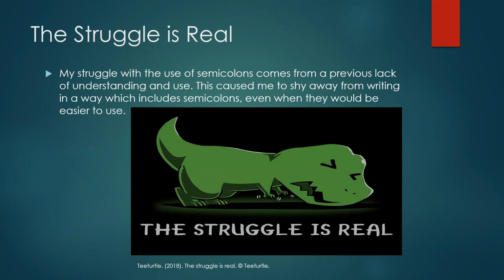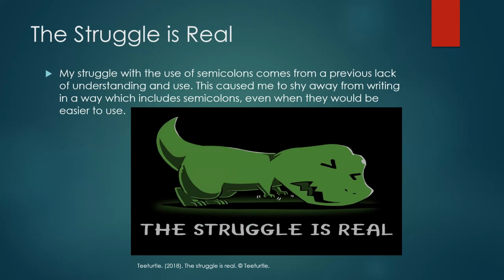So the struggle is real. Yes, indeed. My struggle with the use of semicolons comes from previous lack of understanding and use. What I really mean by that is that I perpetuated the problem by avoiding writing them, even when it would have been easier to use them. So in order to stop getting grammar hits on papers, I was like, hey, how about we just don't use them and find another way to write whatever it was I was going to write. That just kind of turned into a habit where I avoided them to not have to deal with the consequences of getting it wrong.